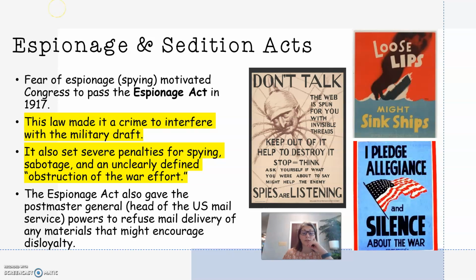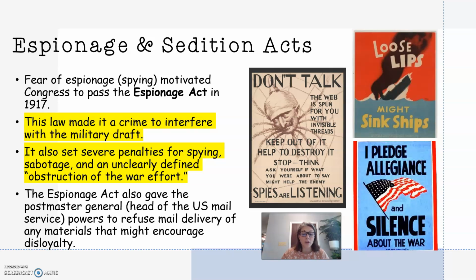And there were severe penalties for spying, for sabotage, or any type of obstruction of the war effort. So any case where the government could say you were standing in the way of World War I, you were standing in the way of people being able to become soldiers, that's all considered obstruction of the war effort, and you could be penalized for that. So you could be fined, you could be put in jail, you could be labeled unpatriotic.